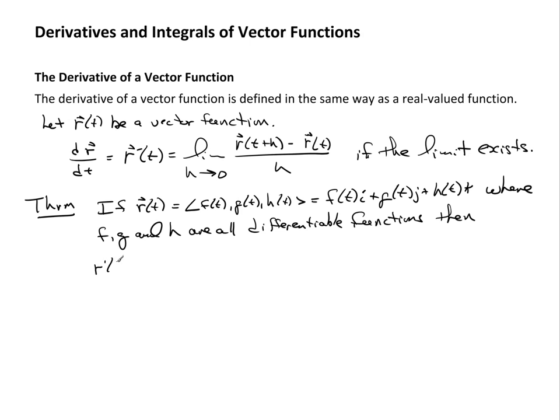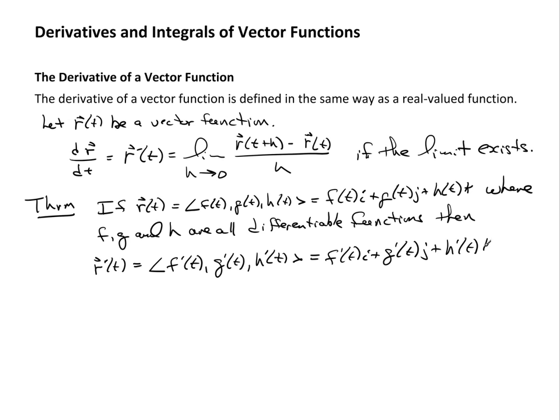Then r prime of t, the first derivative of the vector function, is equal to the first derivative of f of t, the first derivative of g of t, the first derivative of h of t, which can obviously be written as f prime of t i plus g prime of t j plus h prime of t k.